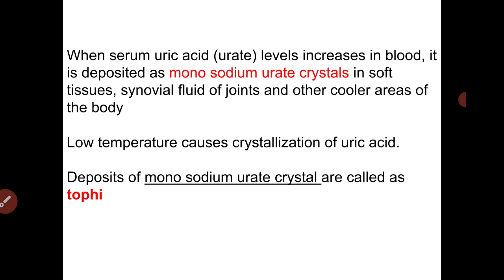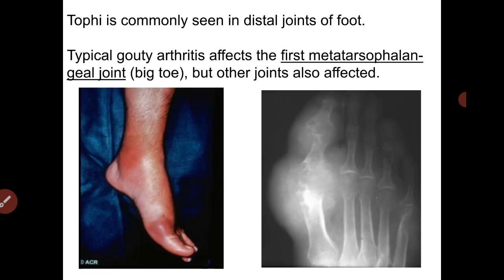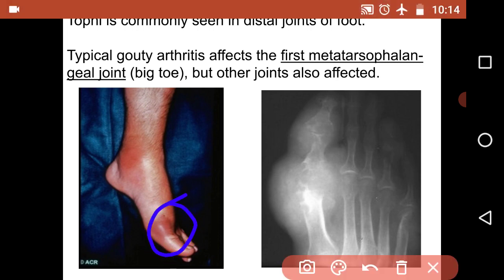Now, the deposits of monosodium urate crystals in the synovial fluids of the joints is called tophi. Tophi is commonly seen in the distal foot, and the typical gouty arthritis affects the first metatarsophalangeal joint or the big toe. In the picture you can see typical gouty arthritis affecting the first metatarsophalangeal joint.